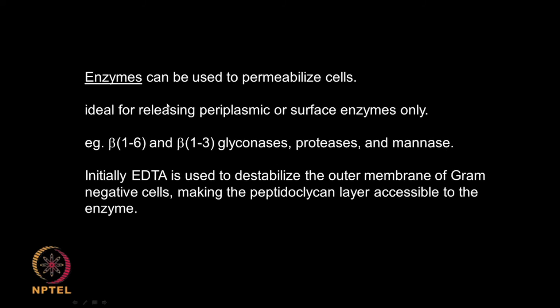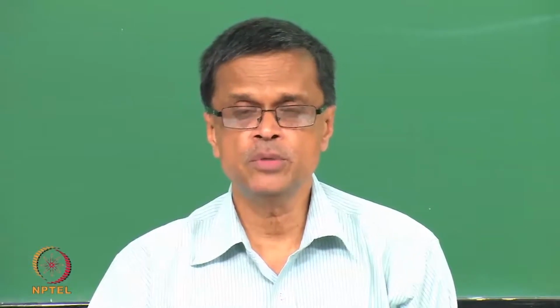You can use enzymes as well to permeabilize cells. Enzymes of course can be expensive, so you have to be careful to use cheap enzymes. For example, we can use enzymes like beta 1,6, beta 1,3 glucanase, you can use protease, mannase to destabilize the cell wall or make the cell wall of bacteria porous, so that the internal material is released actually. But then the problem is you need to later on remove that enzyme, that could be another issue we need to consider, because if your intracellular material is an enzyme and you are using an enzyme method to break the cell wall, then how do you remove these two enzymes? So, you need to keep that point in mind actually.